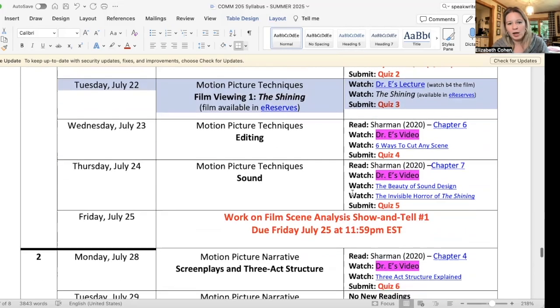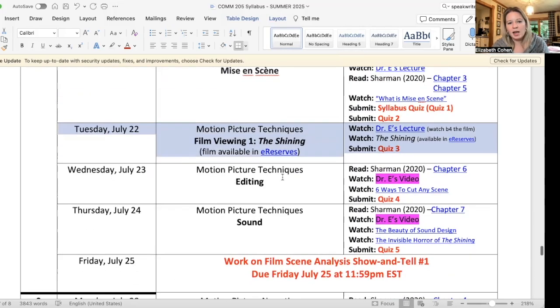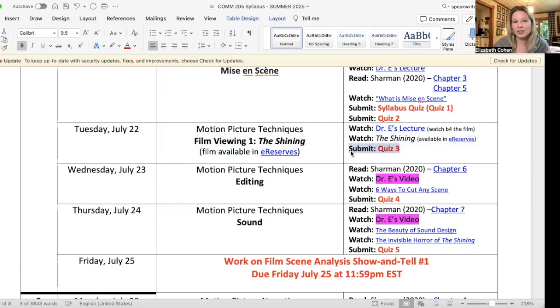The other thing I want to point out about this schedule is that when it says film viewing, that means you're actually going to have to sit down and watch a film. You still have a quiz to take, okay? I'm going to be asking you questions to make sure that you're paying attention to the film. But that's obviously going to take a minute. Like The Shining, for instance, is almost 2.5 hours. So you just want to make sure that you have enough time for that.